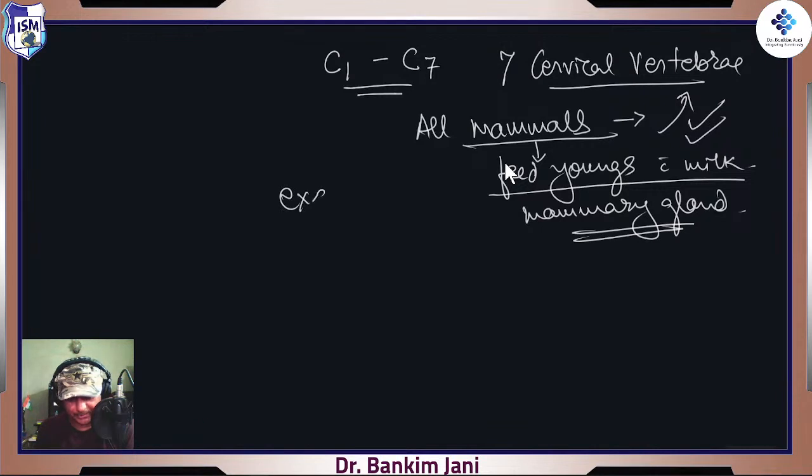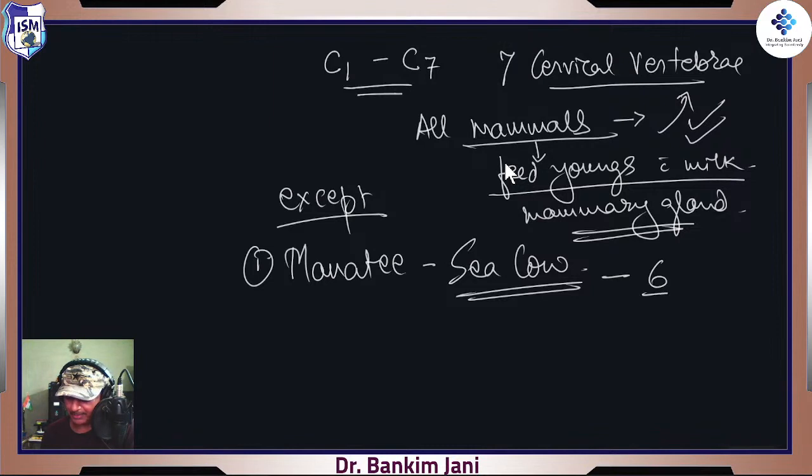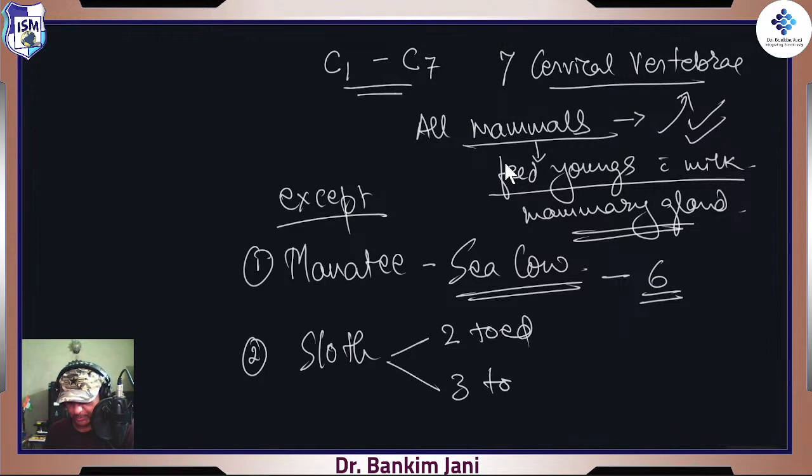Now there are three very interesting exceptions. The first one is the manatee, commonly known as the sea cow. She is a mammal, but she has 6 cervical vertebrae. Then there is the sloth. I'll show you; they are very cute. There are two types, two-toed and three-toed. The one with two toes has five or six cervical vertebrae. The one with three toes has nine cervical vertebrae.